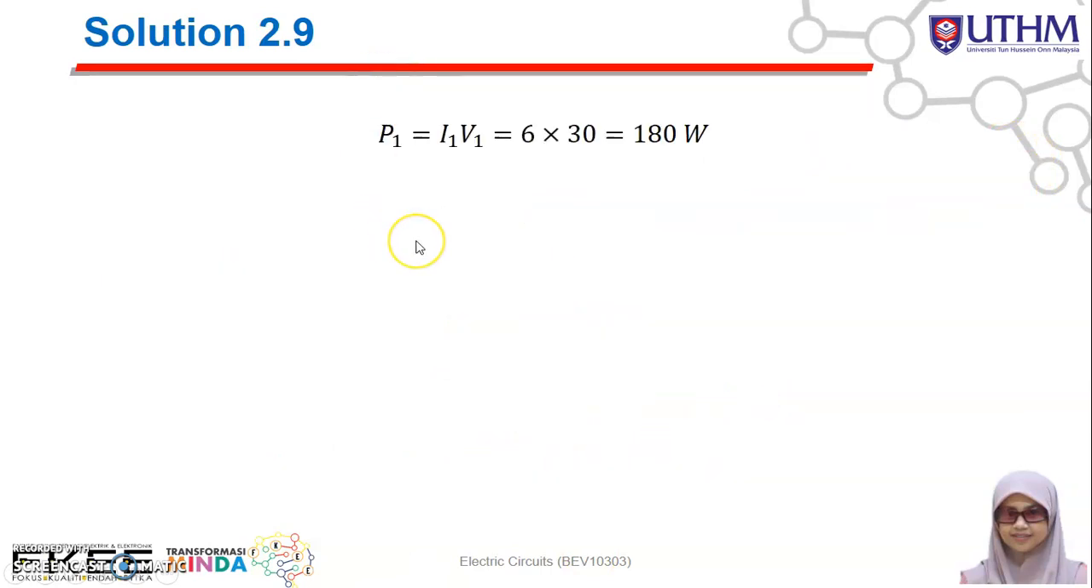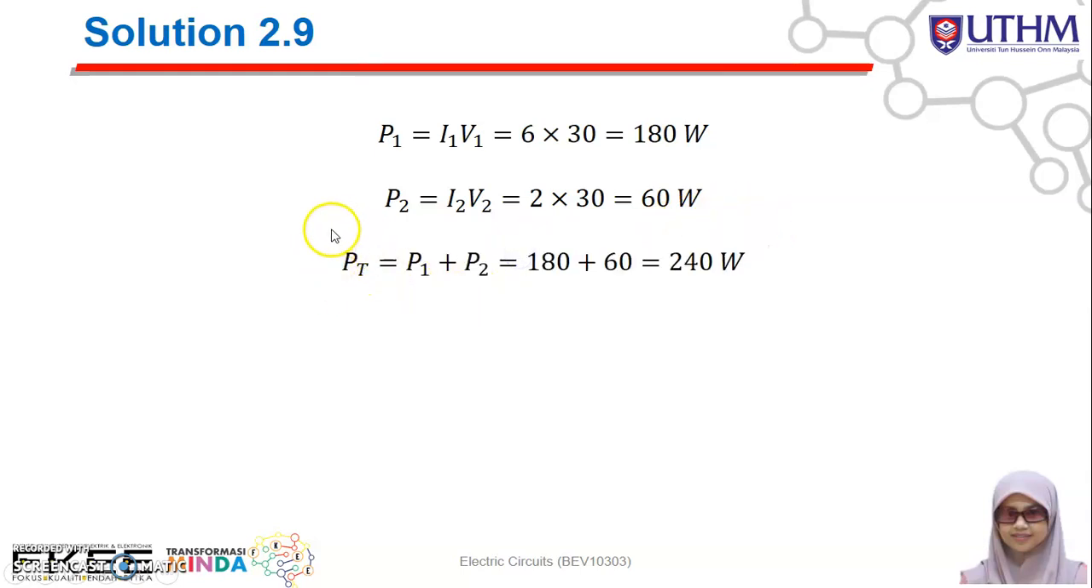For power dissipation by each of the elements, you can use the formula P equal to IV, or P equal to V squared over R, or P equal to I squared R. In this case, I'm using P equal to IV. So P1 is equal to I1 multiplied with V1. I1 is 6, V1 is 30 volt, so I have 180 watt. P2 is equal to I2 V2. I2 is 2 ampere, V2 is the same as V1, 30. So I got 60 watt here. The total power dissipated by the whole circuit is given by P1 plus P2, so 180 plus 60 is equal to 240 watt.